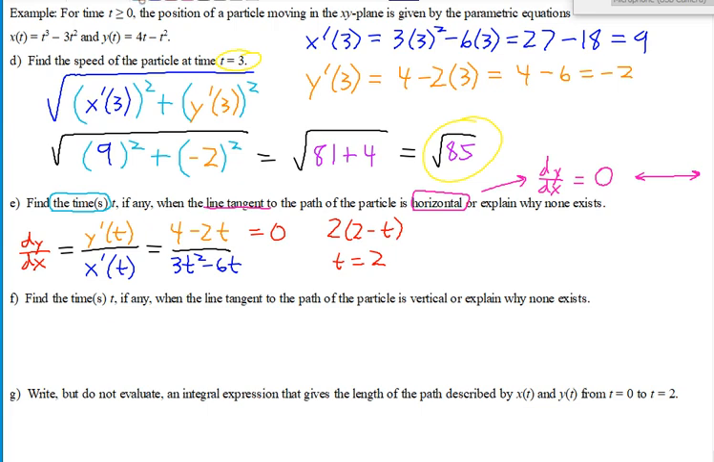So this one says find the time or times, if any, at which the tangent line to the path of the particle is vertical. So remember, a vertical tangent line means dy/dx is undefined. This tangent line looks like this, so the slope is undefined for a vertical line. So then you would set the denominator right here equal to 0.